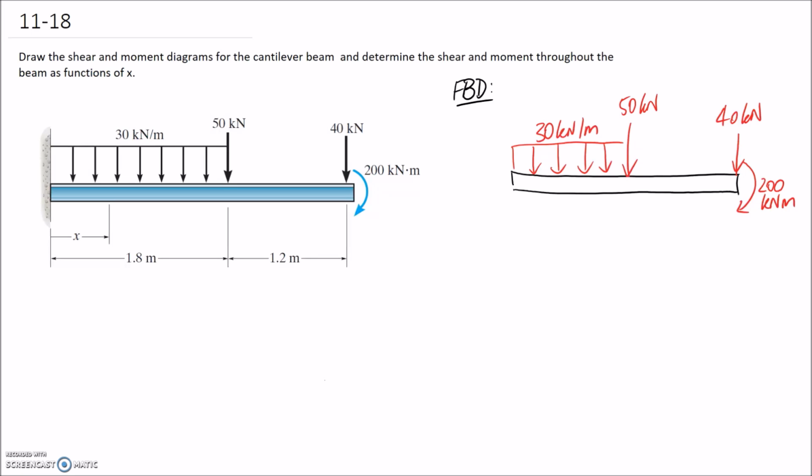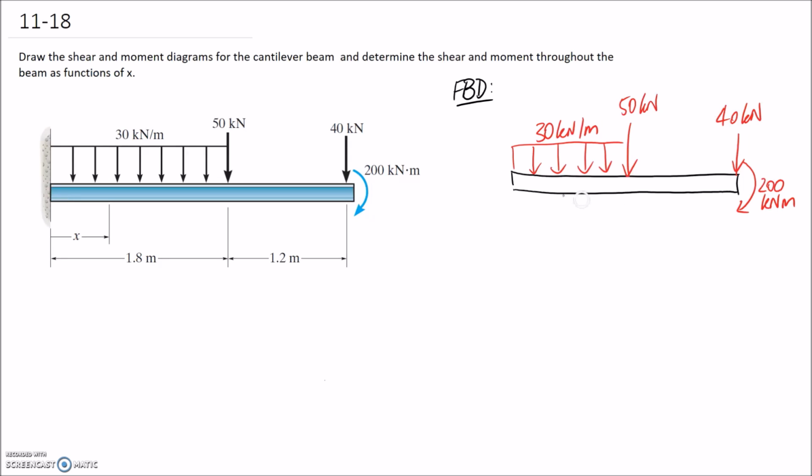So for this question, we're asked to draw the shear and moment diagrams for the cantilever beam and to determine the shear and moment throughout the beam as functions of x. So it's basically asking us to use the equation method to draw both the shear force and bending moment diagrams. No matter what method we were going to use anyway, we need to start by determining the reactions.